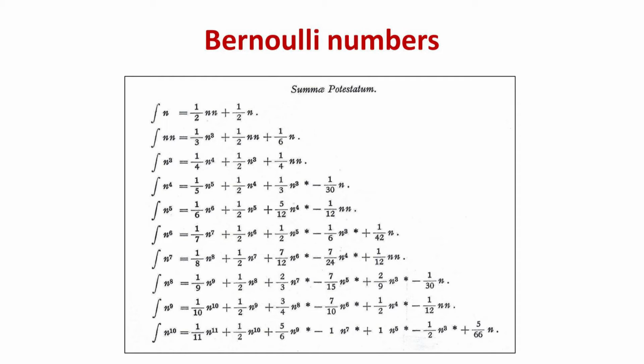And the coefficients of n that appear on the very right, you can see a half n, a sixth n, minus a 30th n, 1 over 42 n, and so on. These coefficients are the Bernoulli numbers. Although Bernoulli also made mistakes, because in the penultimate line, the minus 1 over 12 should be minus 3 over 20.